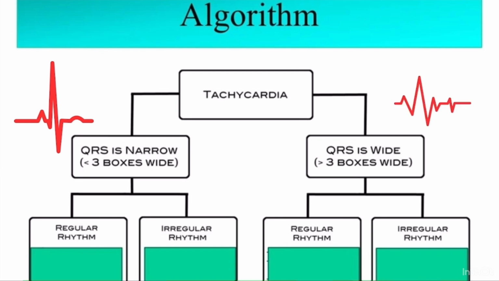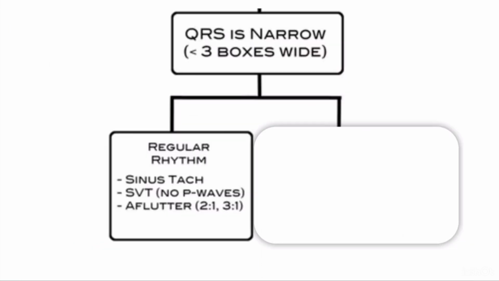Wide QRS complex, 120 milliseconds or more, or 3 small boxes, happens when ventricular activation is slower, usually from arrhythmias originating below the AV node or involving an accessory pathway. Step 2. After determining QRS width, check if the rhythm is regular or irregular. This will help you narrow down your differentials.